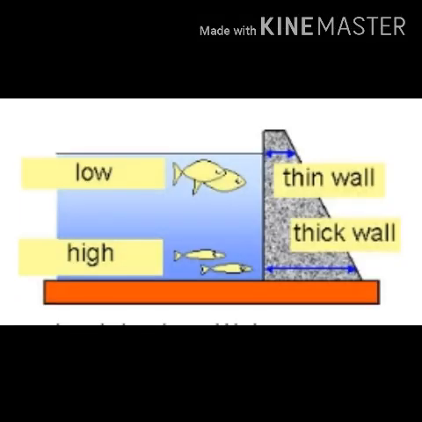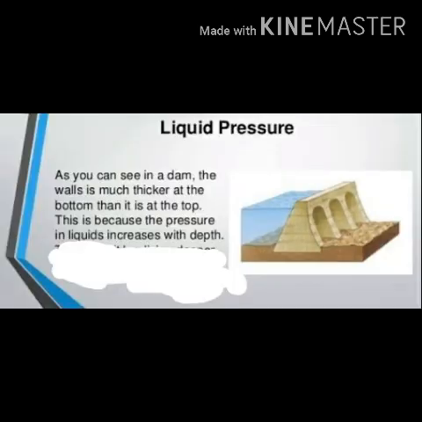Do you know why the wall of a dam is broad at its base? The reason behind that is that the pressure exerted by a liquid increases with its depth. Thus, as the depth increases, more and more pressure is exerted by water on the wall of the dam. A thicker wall is required to withstand greater pressure. Therefore, the thickness of the dam increases towards the bottom.